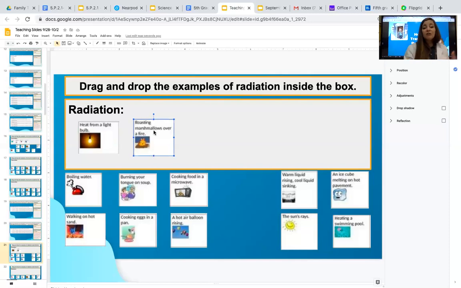And if it said roasting marshmallows in a fire, that would be a little confusing, because then that would tell us that the marshmallow is touching the fire. So that would be like conduction. So you got to pay attention. But yes, we're roasting them over the fire. The heat waves are traveling up through space, through the air, and heating the marshmallow. Fantastic. You guys are making me so happy.